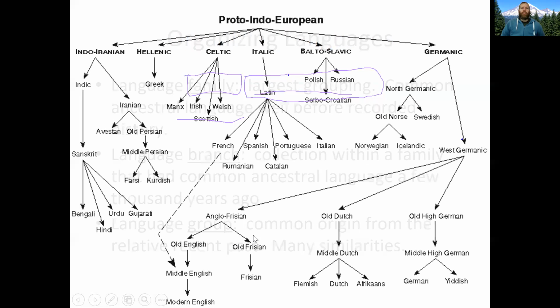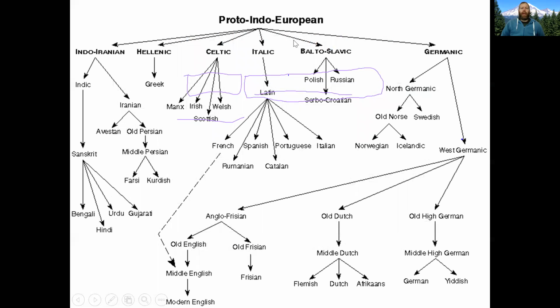Okay, so now here's a little graphic that shows the Indo-European language family, and it shows the different branches. The branches are Indo-Iranian, Hellenic, Celtic, Italic, Balto-Slavic, and Germanic, as I talked about. Then this is our language group down here, West Germanic. Okay, and we'll talk a lot more about this later.